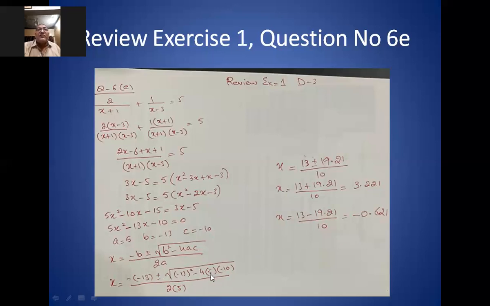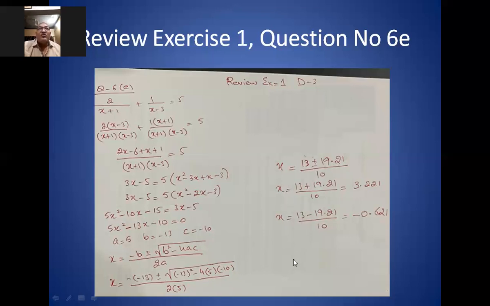In your calculator, you will enter this value. So try to learn how I entered this value in the calculator. Bracket start minus 13 bracket close squared minus 4 bracket start 5 bracket close bracket start minus 10 bracket close, equals, under root answer, equals. So you will get 19.21. This is how you will solve this on your calculator. Just follow my command. So 19.21 divided by 10.